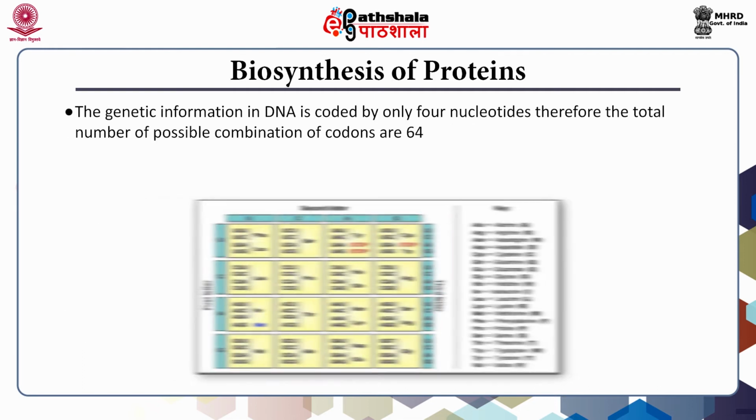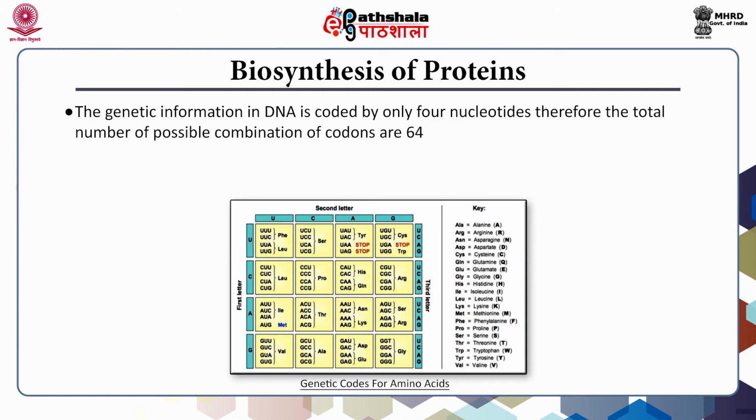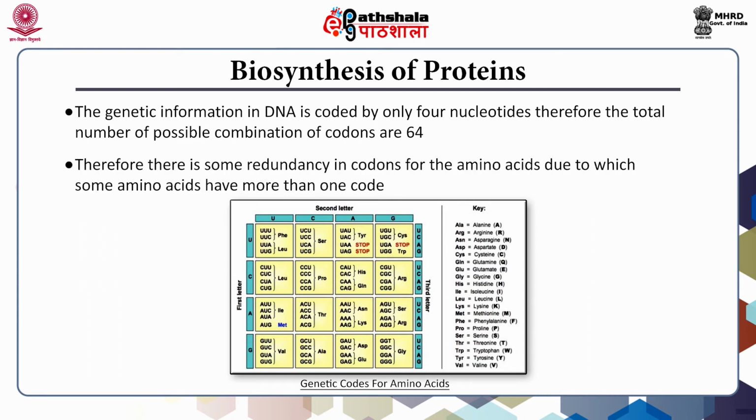The genetic information in DNA is coded by only 4 nucleotides, and therefore the total number of possible combinations of codons is 64. Therefore, there is some redundancy in codons for the amino acids, due to which some amino acids have more than one code. The genetic code of amino acids is shown in this figure.